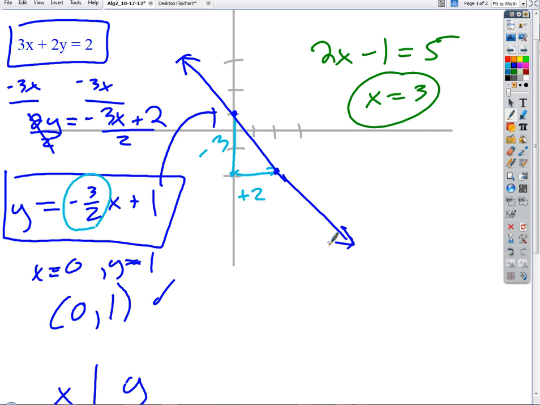There we go. Okay. So all those points taken together make the line. An individual solution would just be an x and y value that makes the original equation true. Okay?